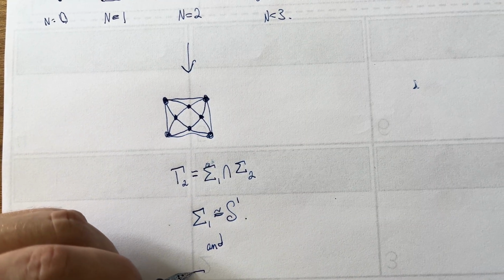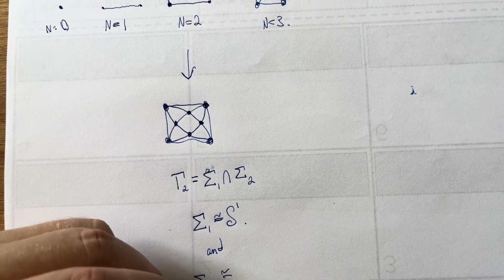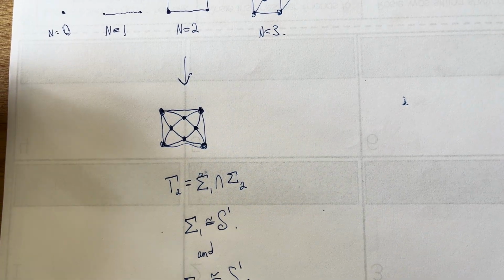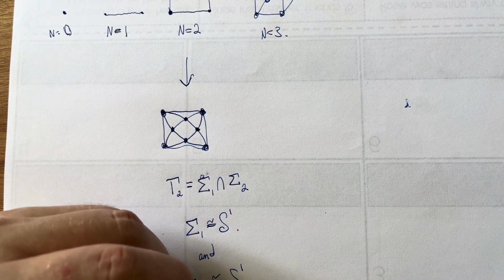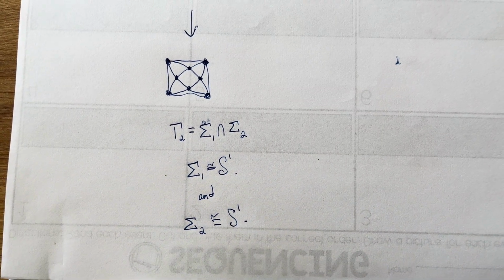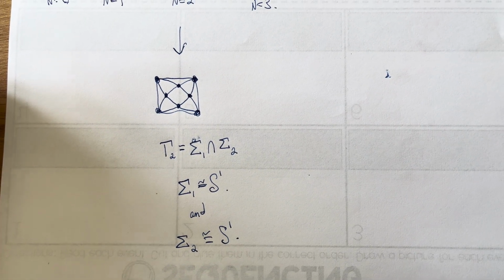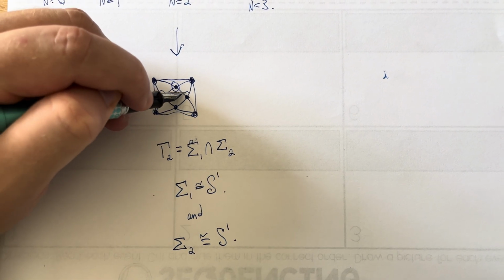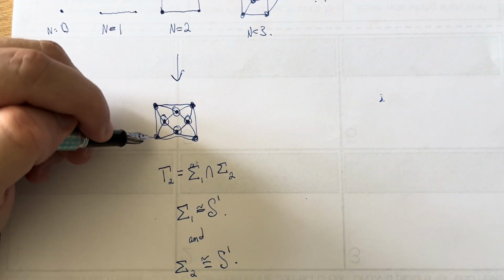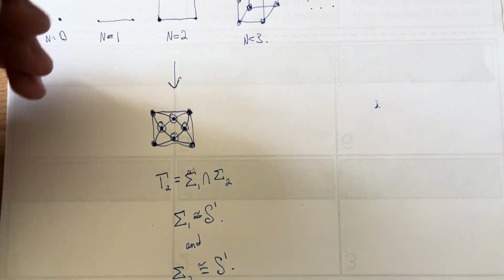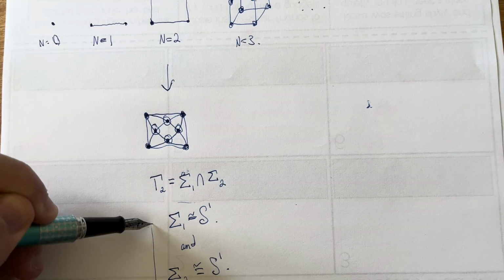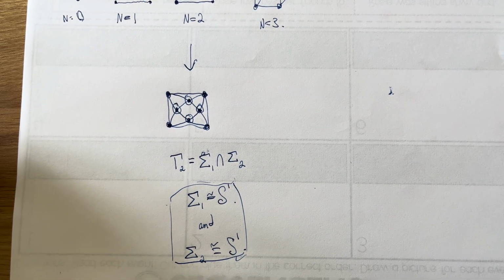and sigma 2 would be also homeomorphic to S1. There you go. Now, so these are the intersection points. We want to measure that intersection locus. Okay? So now, where does it go from here is that we have, just box that. Okay.